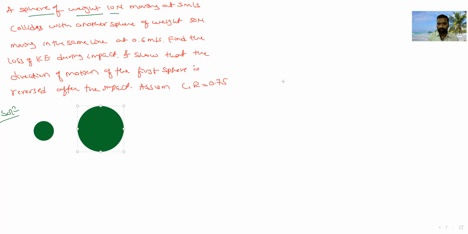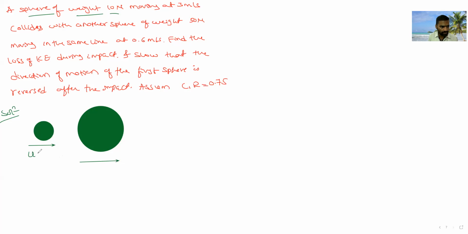Okay, see, this is moving in this direction and this body is also moving in the same direction. After the impact, how is the second body moving? This first body is moving in the opposite direction. Okay, before impact only we will write.